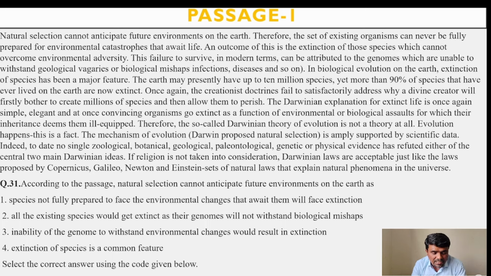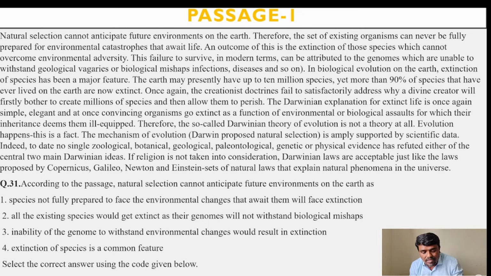Natural selection cannot anticipate future environments on Earth. Therefore, the set of existing organisms can never be fully prepared for environmental catastrophes that await life. An outcome of this is the extinction of those species which cannot overcome environmental adversity. Okay, that is the Darwinian theorem.